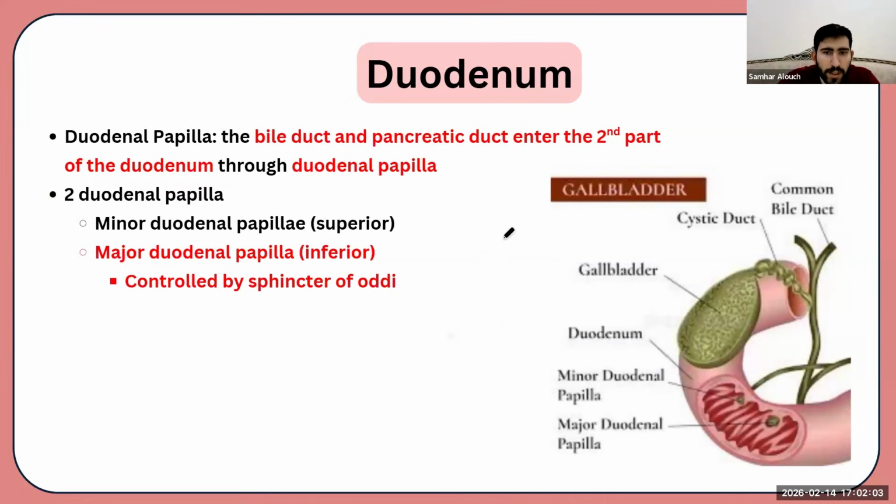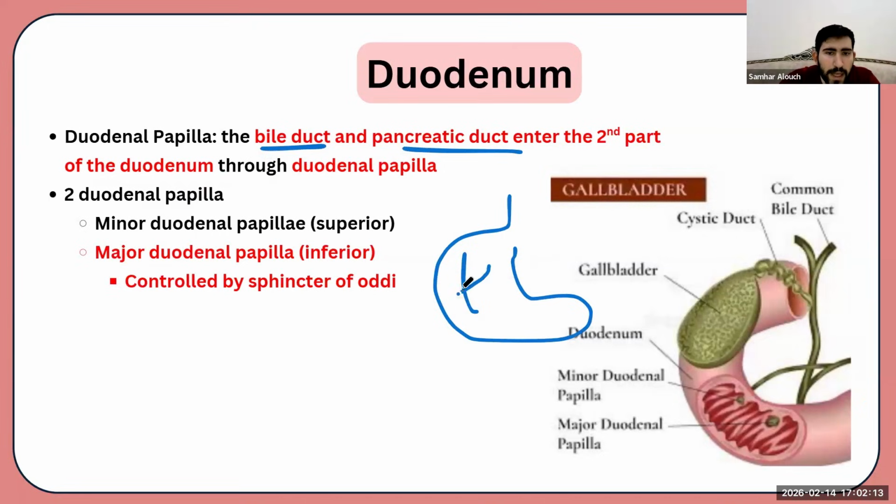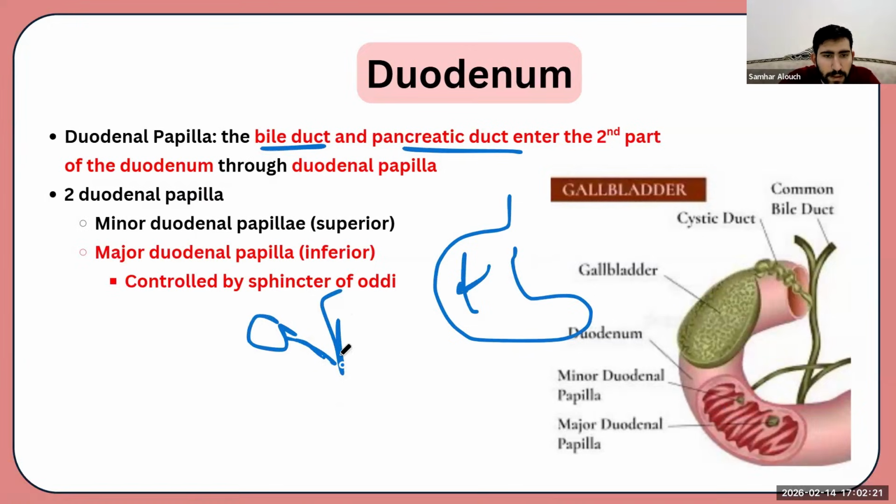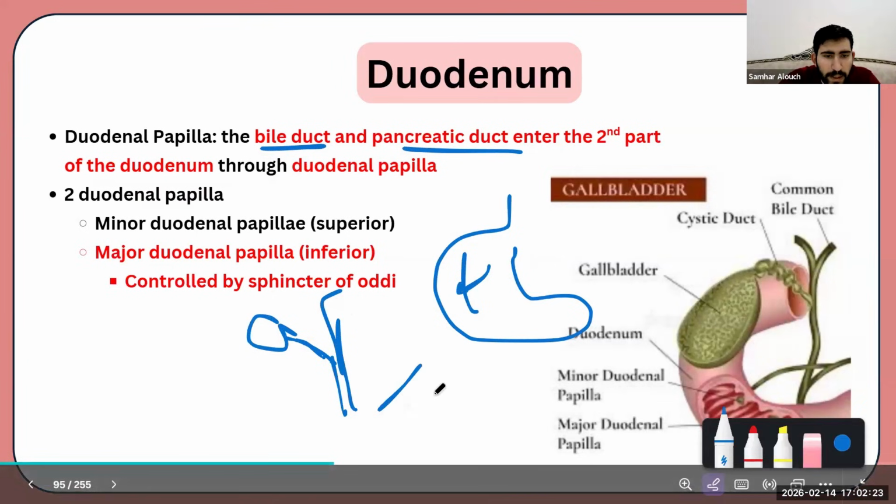Now, one more thing to mention. The duodenum, we said, has four parts. In the second part, which is the descending, we have the bile duct and the pancreatic duct entering it. I will explain this later when I explain the gallbladder, but the gallbladder has a duct, and then the liver will give a duct. And these ducts will fuse with the pancreatic duct, and both of these will make one duct, and this duct will open into the second part of the duodenum, which is called the duodenal papilla.